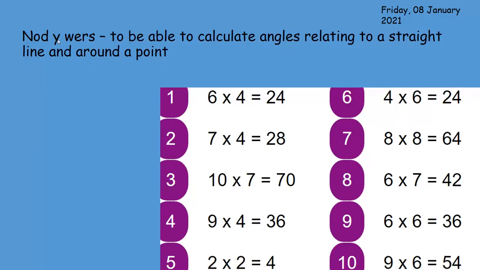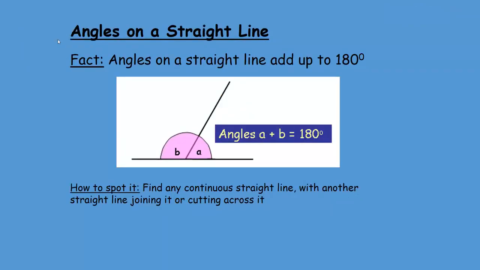Okay, so our first set of questions we're going to be looking at is about angles on a straight line. So if you can see this fact here, angles on a straight line, make sure you copy that down. It's really important that we remember that angles on a straight line add up to 180 degrees. See from my diagram there, we've got an angle A and an angle B. They're on a straight line, so they add up to 180.